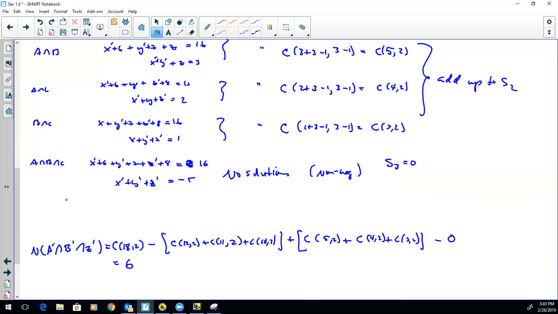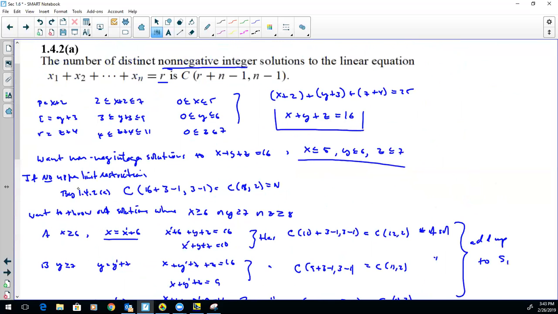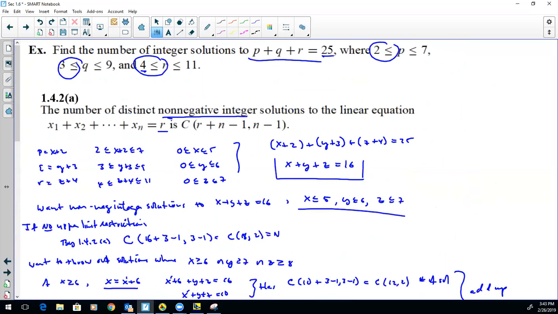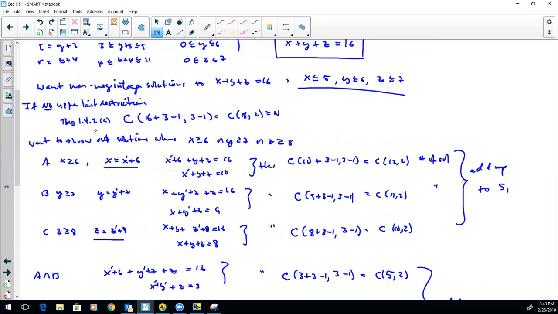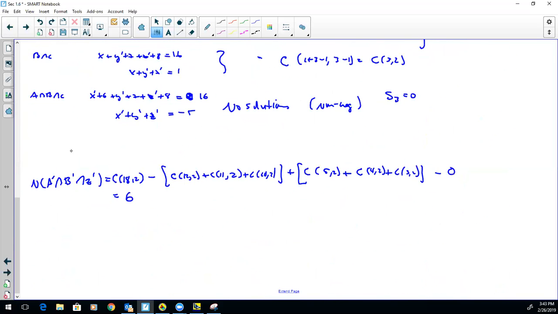So the total number of non-negative solutions to this equation where one variable's between 2 and 7, the other's between 3 and 9, and the third's between 4 and 11 is 6. Well, frankly, you probably could have figured them all out by now, going through the proof.